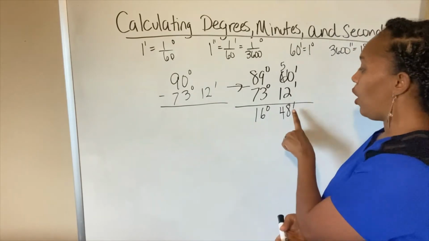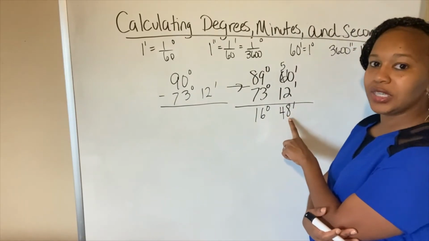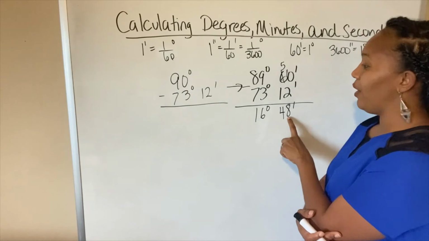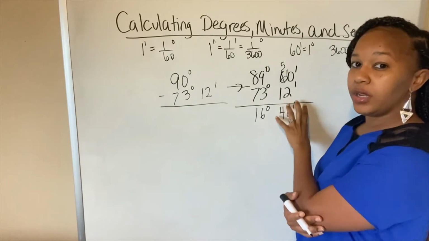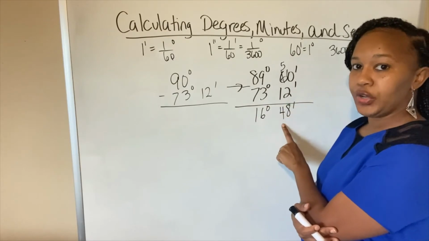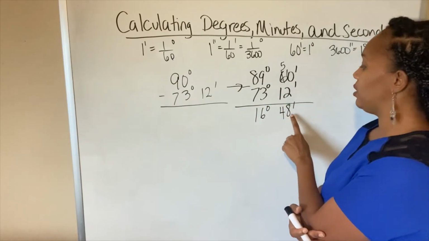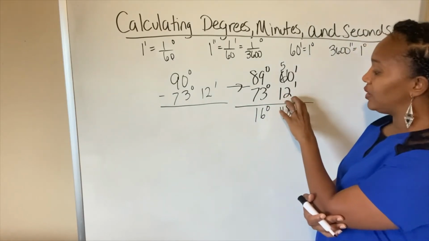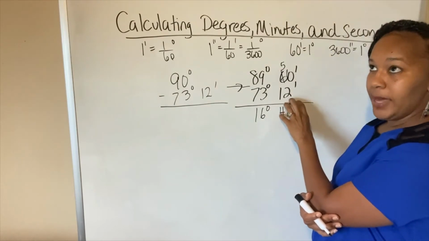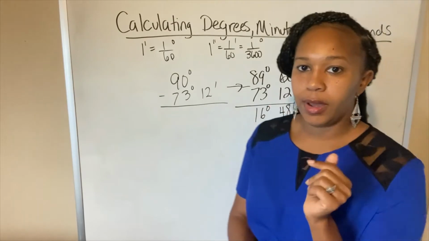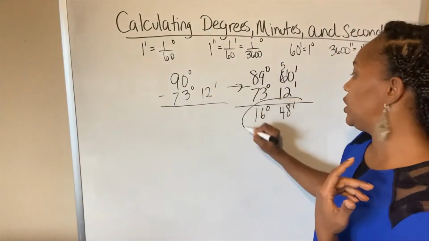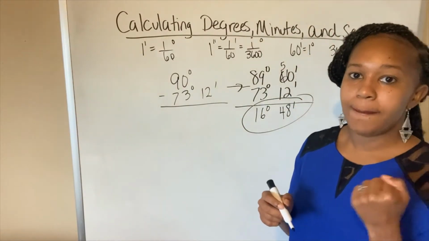Now, there is not more than 60 minutes here, so I don't have to worry about moving the minutes. I don't have to worry about moving any degrees over here because this is under 60 minutes. It's only when this is over 60 that I have to take that amount of degrees and put it over here, because 60 minutes is 1 degree, okay? So this will be my final answer, 16 degrees and 48 minutes.